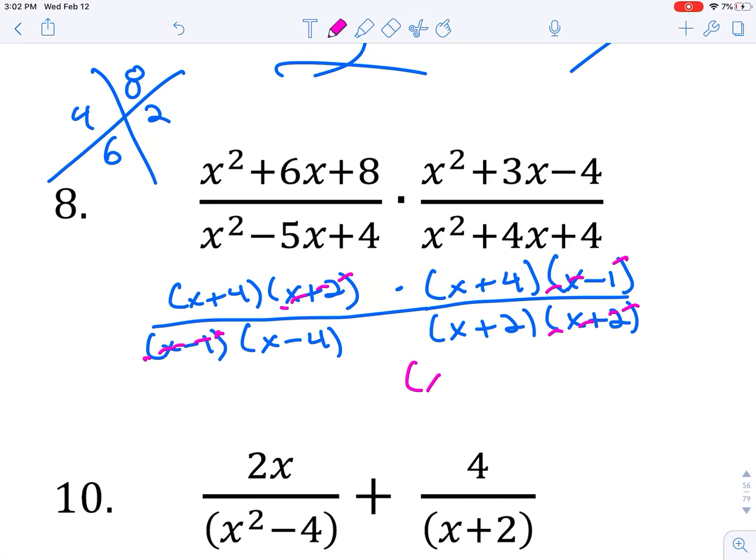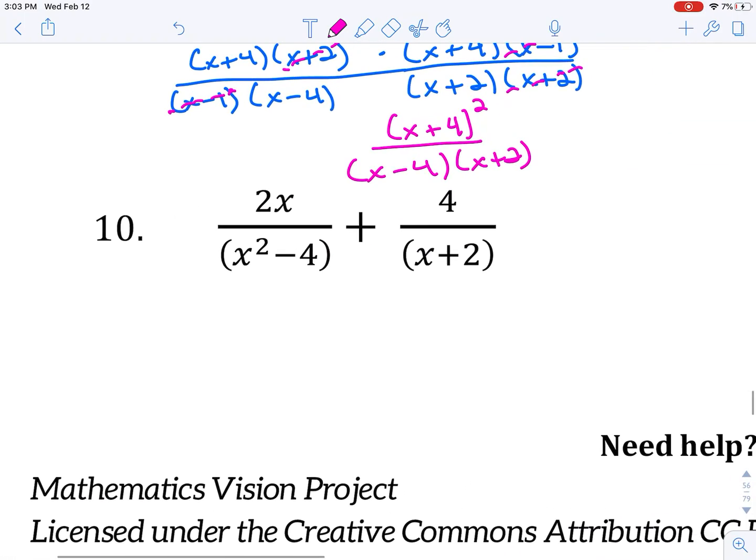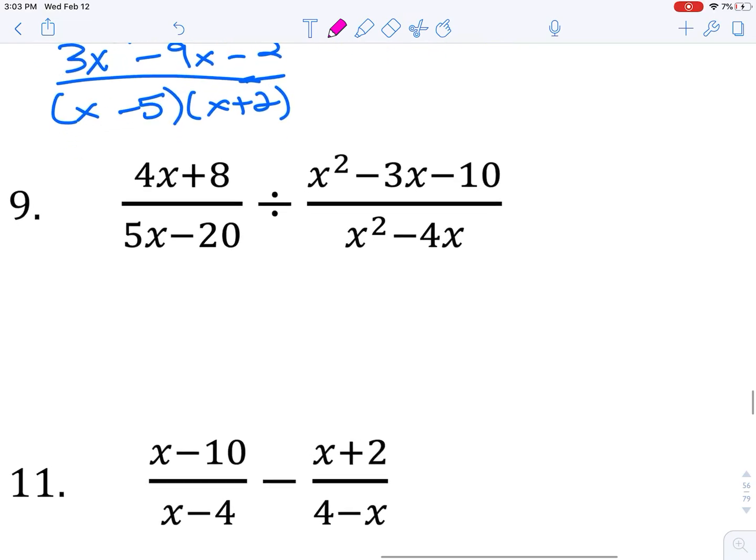And we are left with x plus 4 squared, or you could write x plus 4 times x plus 4, over x minus 4 times x plus 2. Done. There it is. If you want to multiply these things out on top, you could, but you don't have to. All right, number 9.